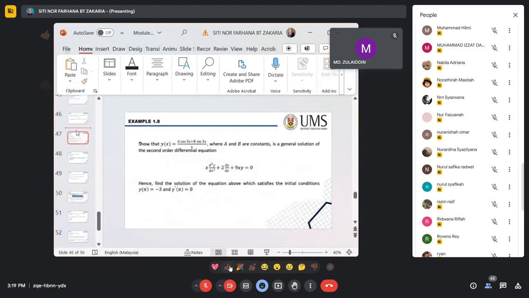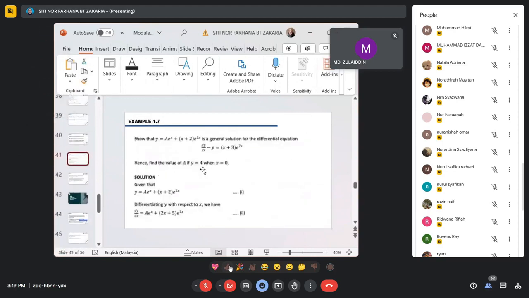Okay. So selalunya to generate atau to present particular solution, they will give you boundary or initial condition. This is initial or boundary condition. y equals to 4 when x equals to 0. So you substitute this value into your solution, then you akan dapat particular solution. Okay? Let's see example 1.7.